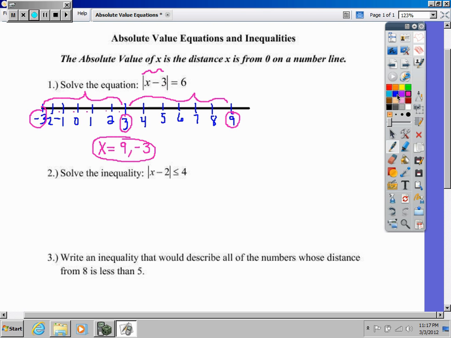Now, another way to solve this would be to say, if I assume that this is a positive value inside, the x minus 3 is positive, I could solve it by writing out x minus 3 equals 6, so x would equal 9. But if I assume that the x minus 3 is negative, then I have to multiply by -1, and I would get x minus 3 equals -6, add 3, and x would be equal to -3. So there's two ways to interpret it. One is from a number line, and one is more of an equation type analysis.